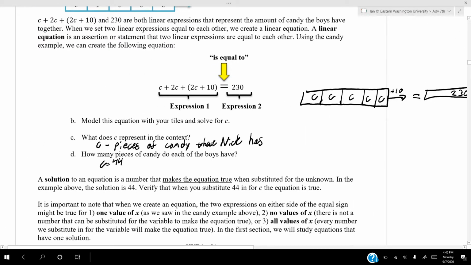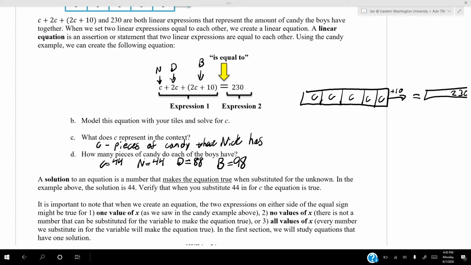C equals 44, which means that Nick has 44 pieces of candy. Damien has 88, and Bo has 98 pieces of candy. Because remember, we had to put it back into the equation, right? We had to put it back into that expression. So remember, this was Nick. He has C. Damien was 2C. And Bo was 2C plus 10. So we need to go back and back solve and plug this back in.